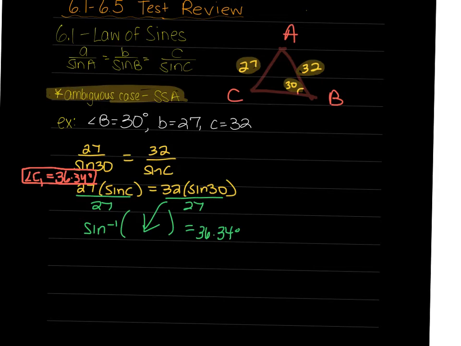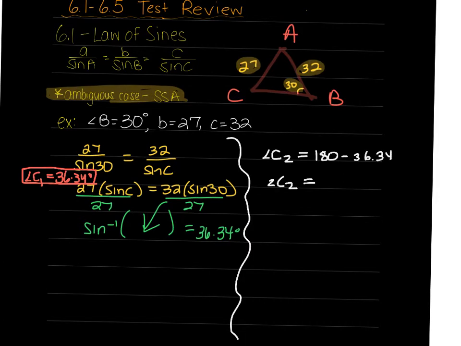So what we're going to do now is assume that there is an ambiguous case, or that there is a second triangle. So I'm going to draw a little line and separate it out. I'm going to say that the angle C there would be angle C2. The way that we find angle C2 is by doing 180 minus what we got for C1. So I'm going to do 180 minus 36.34, and I get angle C2 is 143.66 degrees.